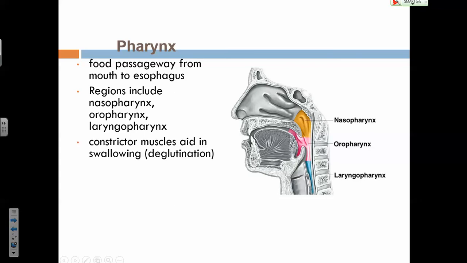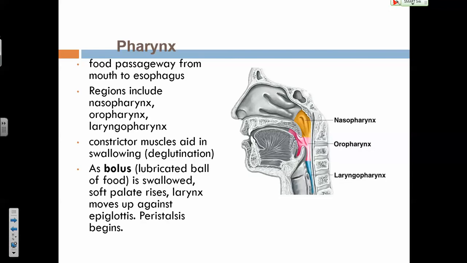And the pharynx is the area that initiates the swallowing mechanism. And the scientific word for swallowing, when you say it, it sounds like you're swallowing: deglutination. Deglutination, that's swallowing. Your book gives a lot of emphasis to the mechanics of swallowing. Your test does not. Your notes do not. Okay? Just know swallowing is deglutination, but it starts at the pharynx.